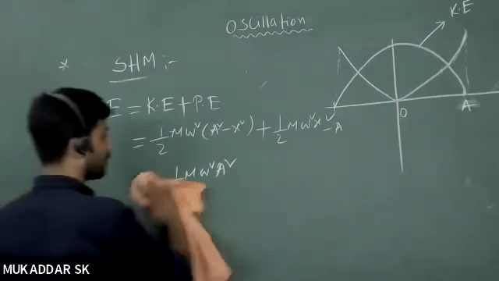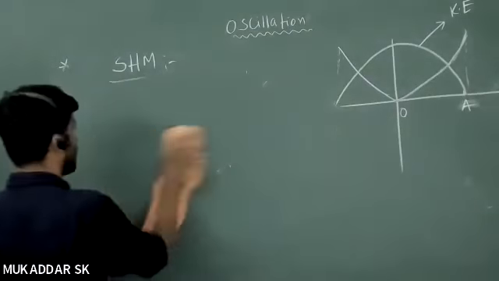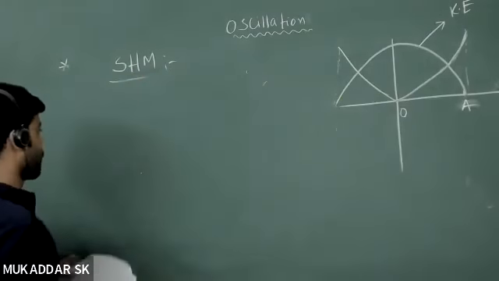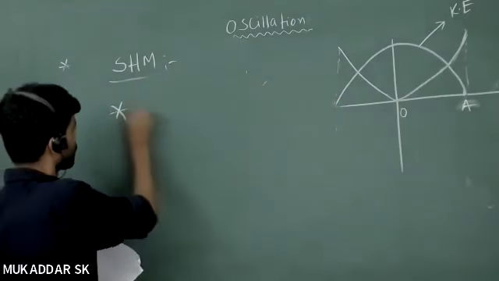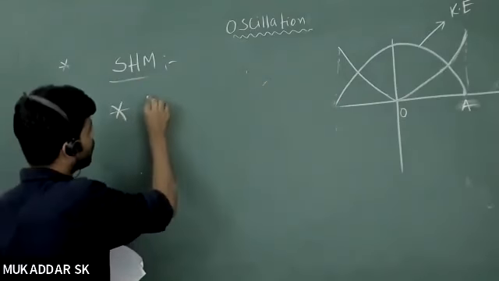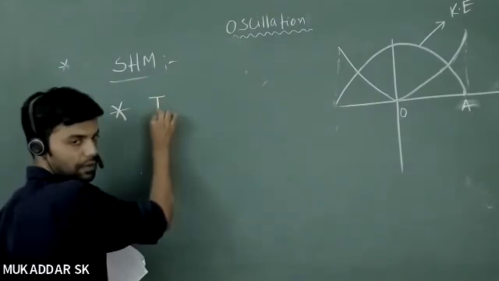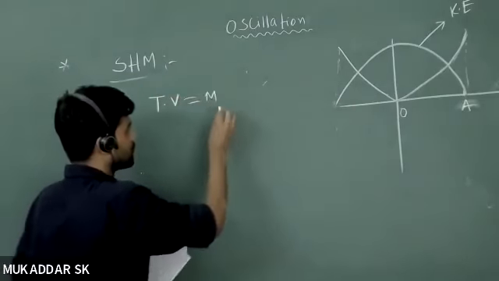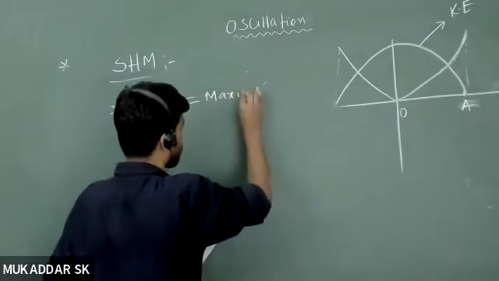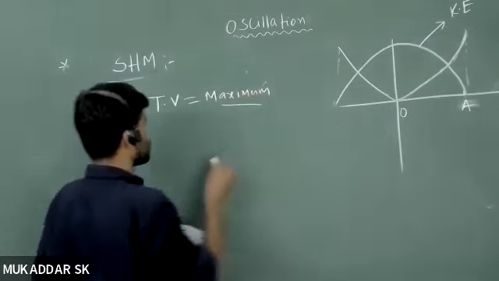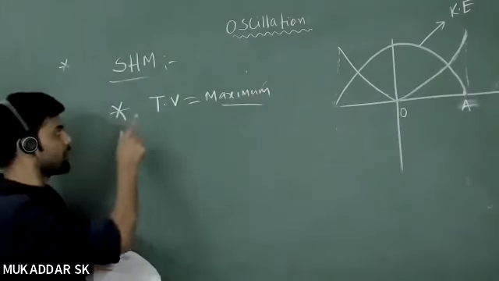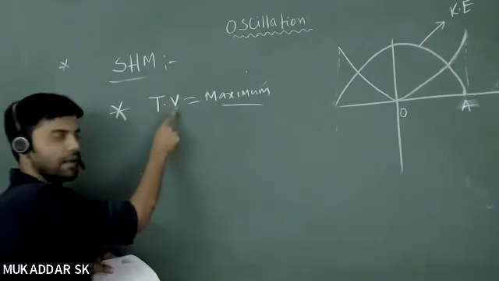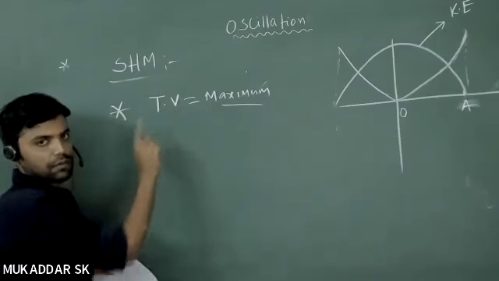Now, you got that information that velocity is maximum at mean position and acceleration is maximum at extreme position. Now, can you please tell me at what position the product of kinetic energy, capital T, and potential energy will be maximum? So the question is at what position the product of kinetic energy and potential energy will be maximum.